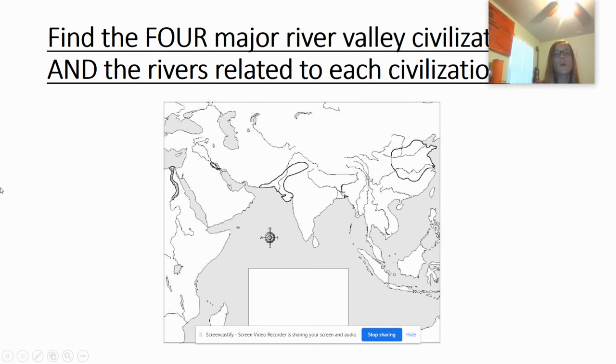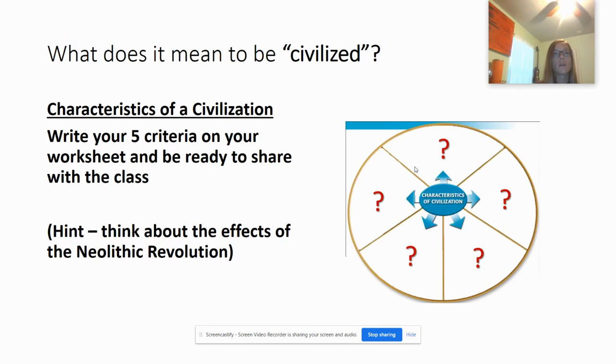So here, furthest west, this is the Nile River Valley Civilization in Egypt. Then here you have Mesopotamia, which is the Tigris and Euphrates River. Here in present-day India, you have the Indus River Valley Civilization. And then finally, here in present-day China, you have the Huanghe River Valley Civilization, or the Yellow River Valley Civilization.